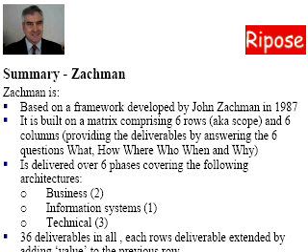To summarize Zachman, firstly, it is based on the framework developed by John Zachman in 1987. Secondly, it is built on a matrix comprising 6 rows, also known as the scope, and 6 columns, which provide the answer to 6 questions, namely what, how, where, who, when, and why. Thirdly, the Zachman Framework is delivered over the 6 phases, covering the following architectures: business 2, information systems 1, and technical 3. And fourthly, it delivers 36 outcomes, with the deliverables in the following row being extended by the deliverables in the previous row.